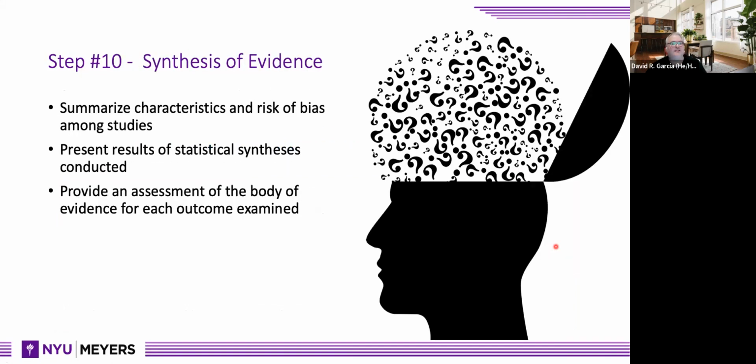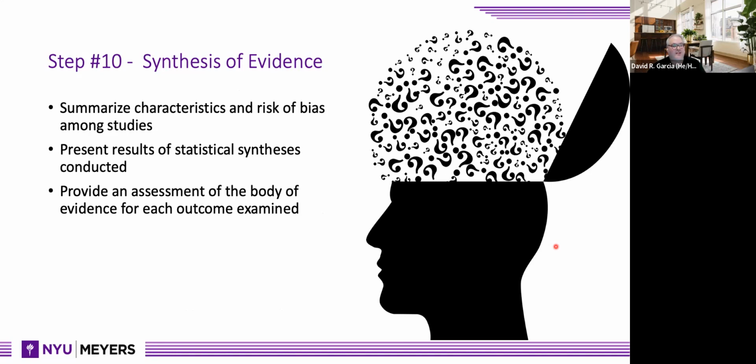So for the synthesis, right? So you're going to summarize the characteristics and the risk of bias among your studies, right? So maybe 5 studies looked at populations that were mostly white, and maybe 1 looked at people of color. And then you're just going to start kind of counting all of the characteristics that emerge from your tables there. That way you can start synthesizing the data.